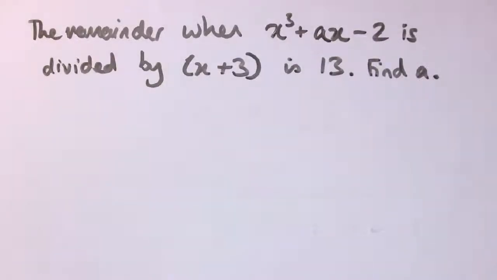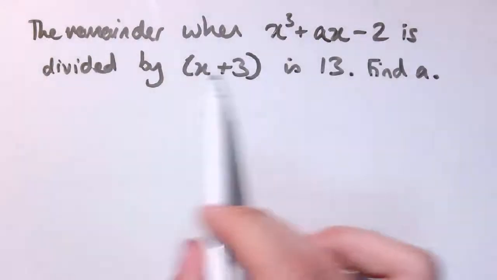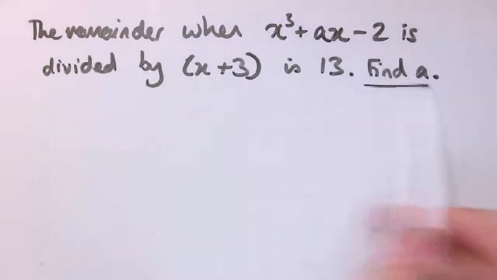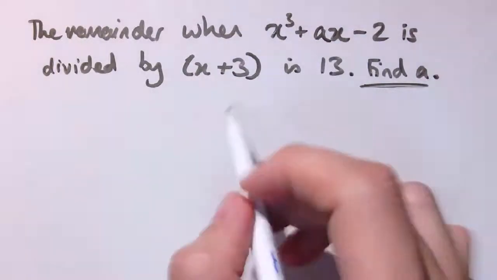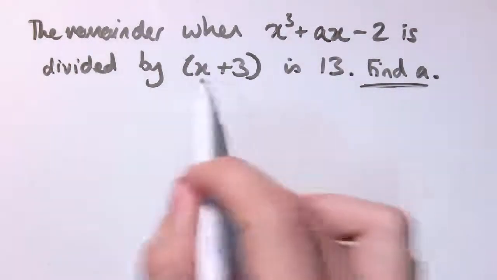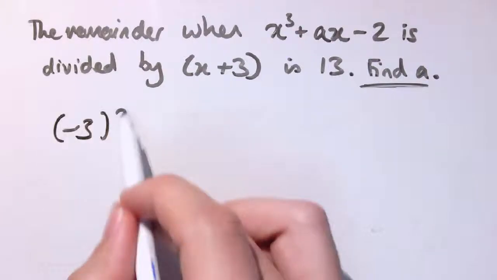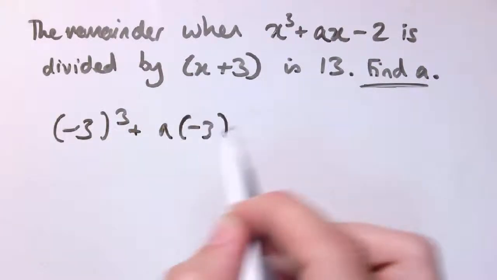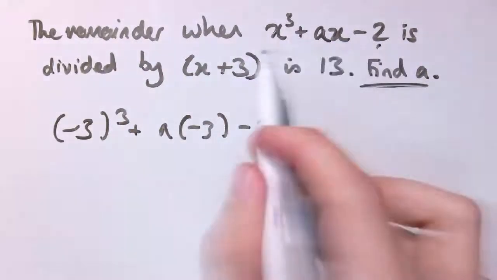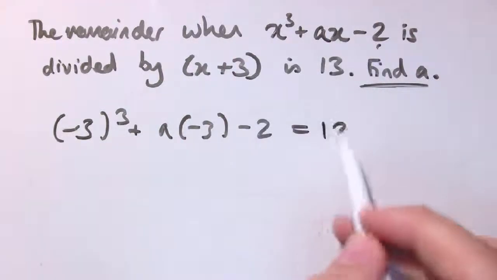Here's a good sort of exam style question. The remainder when x cubed plus ax minus 2 is divided by x plus 3 is 13. Can we find this number a? Well, the remainder theorem says that the remainder is just what I get when I put in minus 3 into here, because it's x plus 3, so I take that and make it minus. So if I do minus 3 cubed plus a times minus 3 minus 2, that's putting minus 3 in here, that's the remainder, so I'll get 13.